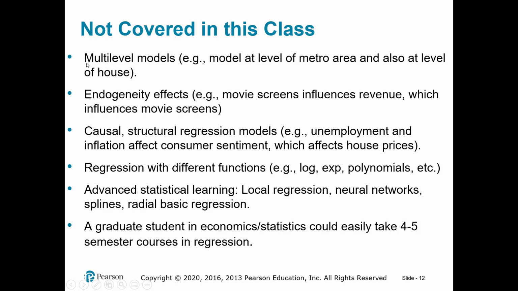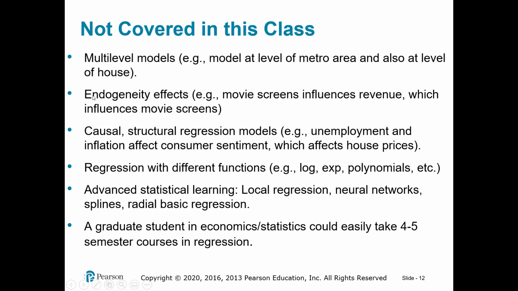So first thing we cover is multi-level models. The idea here is we have a regression at a higher level and at a lower level. Say, for example, we're predicting house prices. We may want to build a model where we have variables for the specific metro area, things like unemployment in the metro area, job creation in the metro area. But we also want things on the level of the house, like the square footage and the condition of the house. That's called a multi-level regression model.